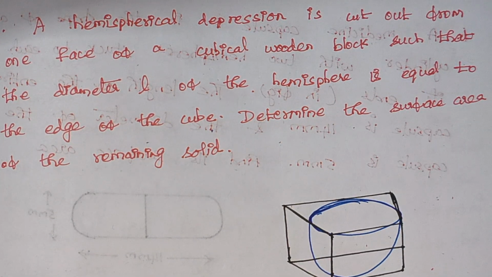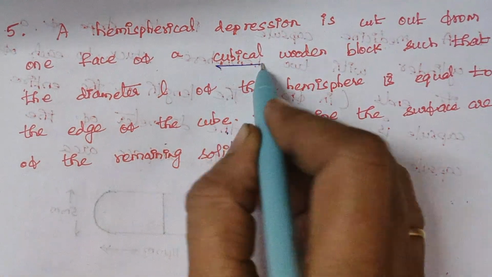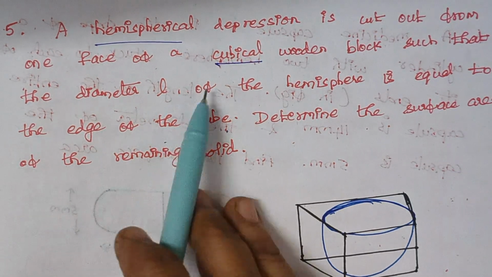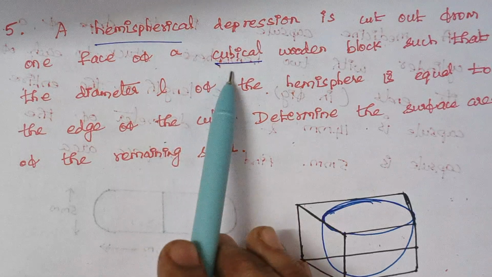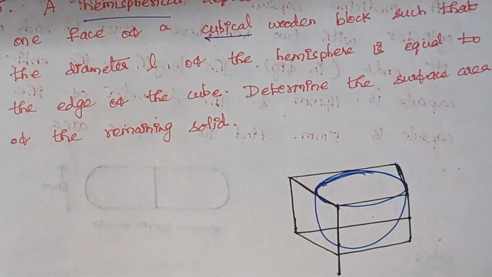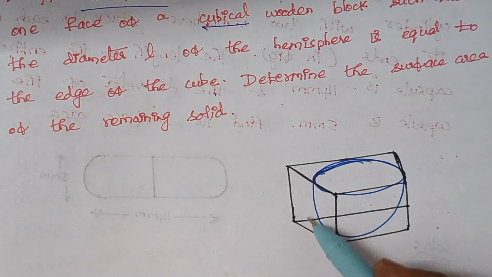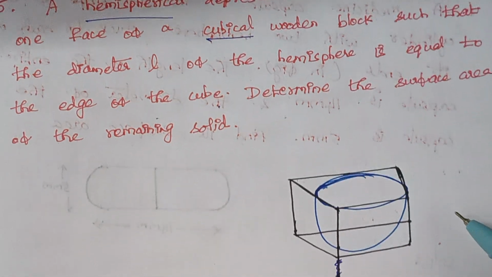So here, again, we are having a cube and a hemisphere. A hemisphere is cut out from one face of the cubical wooden block. So here we are having a cube, and a hemispherical part is removed from this wooden block, right?